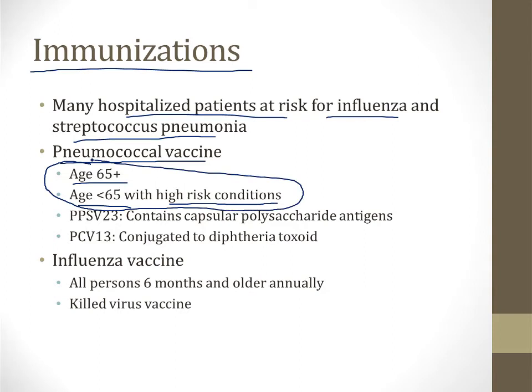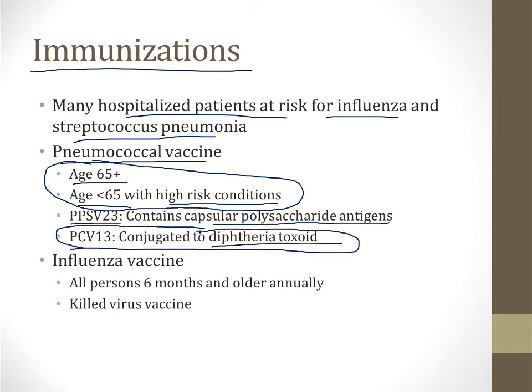There are two vaccines that can be used for pneumococcal vaccination. The first one is called PPSV23. This contains capsular polysaccharide antigens. The second one is PCV13. This contains polysaccharide antigens conjugated to diphtheria toxoid. This one is often administered first because it's conjugated. It elicits a more vigorous immune response, and then this one can be given as a booster. The influenza vaccine is indicated for all persons 6 months old or older annually.